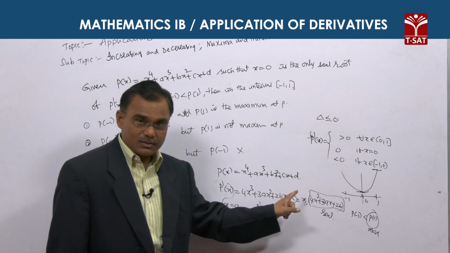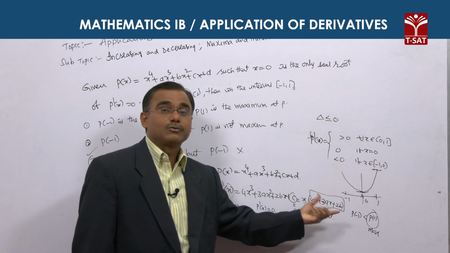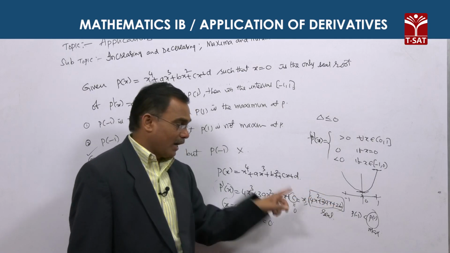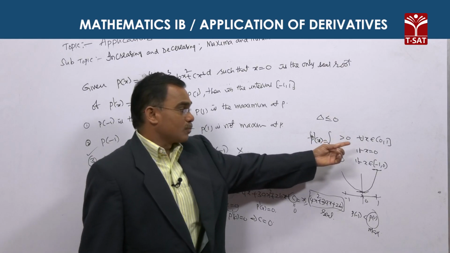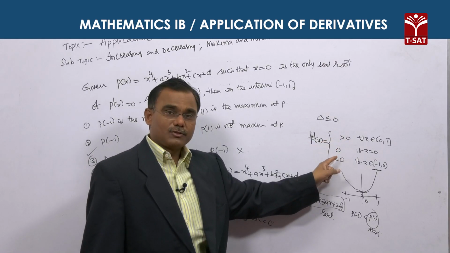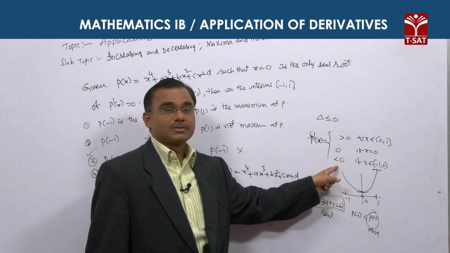Only one real root means x = 0 is the only real root here. The other quadratic polynomial has no real roots. Real root means the sign depends upon what x is. That's why P dash x is positive when x is positive, P dash x is 0 when x is 0, and P dash x is negative when x is negative.